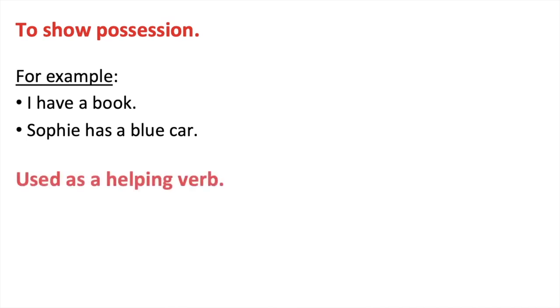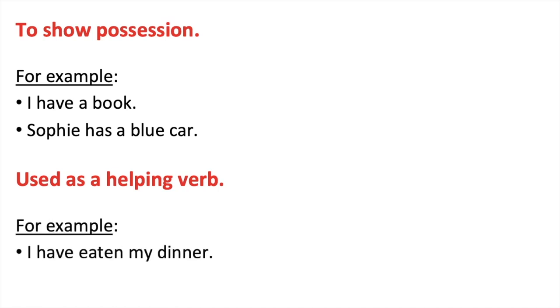The verb can also be used as a helping verb. Helping verbs are verbs that help the main verb by adding meaning to the sentence. For example, I have eaten my dinner. Eaten is the main verb, have is the helping verb. Another example is, Ali has visited the USA. We can use this verb for many other reasons, such as to show a relationship, a feeling, an experience, etc.